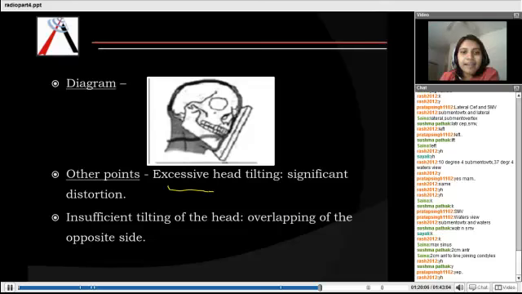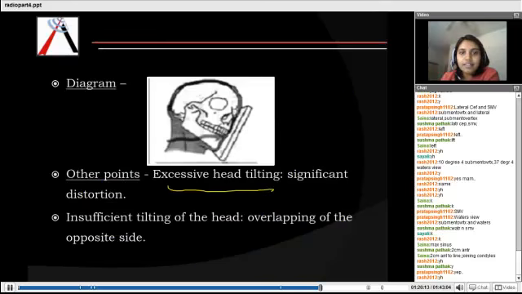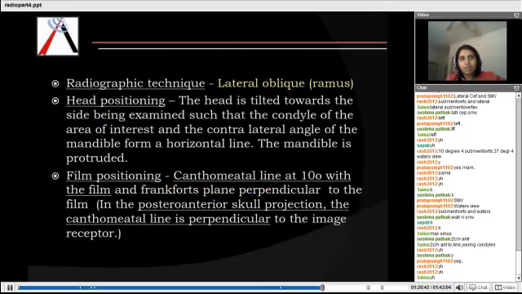Excessive head tilting may result in significant distortion. How much were we tilting it? We are just tilting it arbitrarily. Right? There is no angle given for that. But we are tilting it towards the side of the film. Insufficient tilting will result in distortion. So the basic purpose of tilting is we are trying to move this side's mandible away from the scene. So this mandible goes away and the X-ray beam goes through this particular side of interest, that is the left side of the patient, and then we get the image on the receptor. So this is the lateral oblique body.